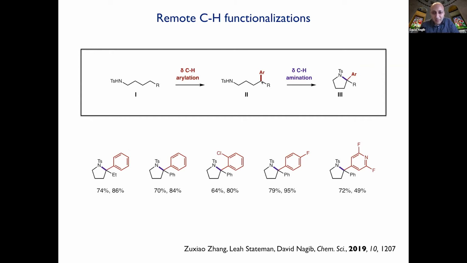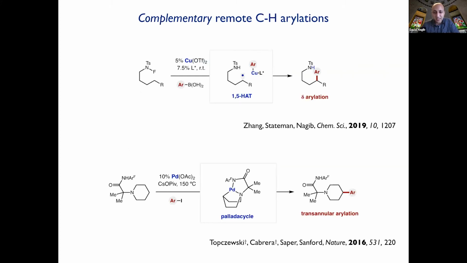Of course, it didn't escape our attention. Actually, Leah pointed out one day that these CH bonds at the delta position are now benzylic, and so a little bit more activated for the HLF. And so we could do a two-step sequence to make a whole library of these 2-aryl pyrrolidines as shown here via this sequential delta CH functionalization.